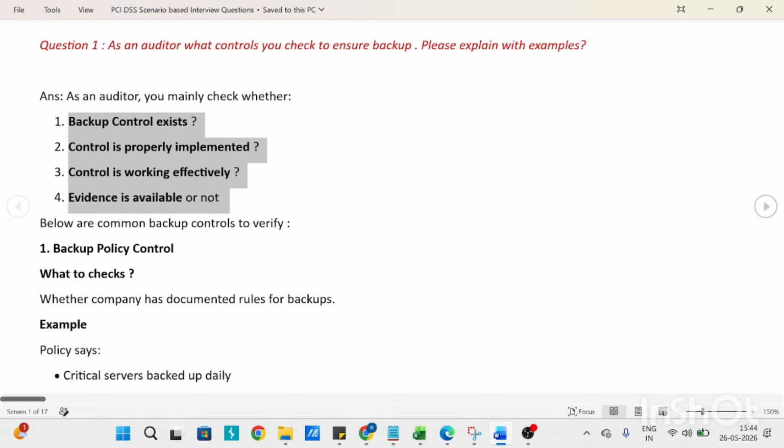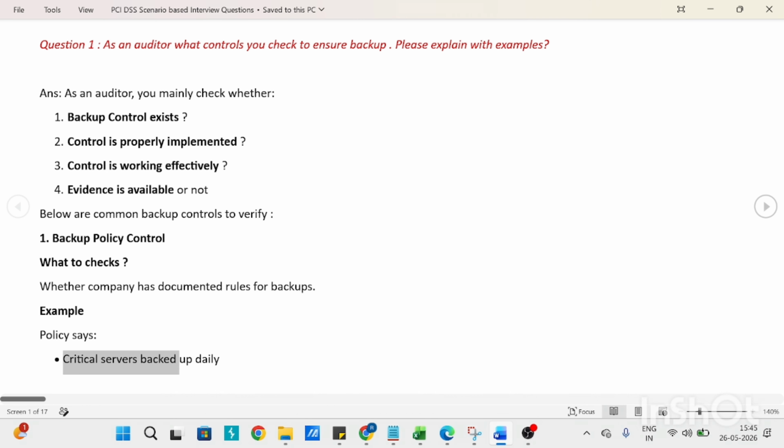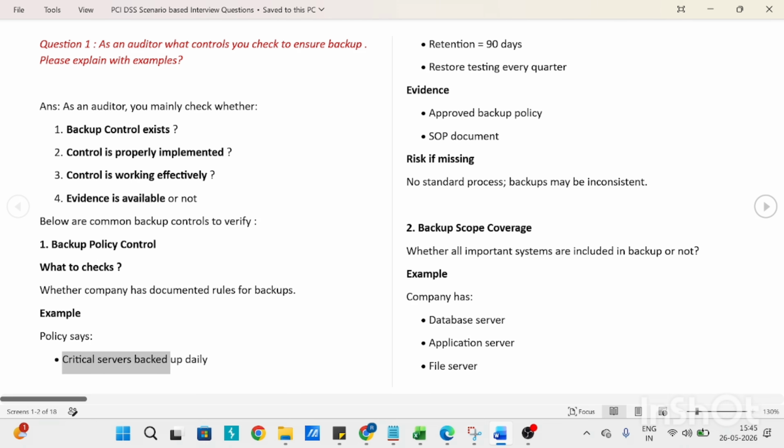Now for the backup control policy, what to check? You need to check whether a company has documented rules for backups or not. For example, the policy says the critical servers are backed up daily, and retention is 90 days, restoration testing every quarter. So as evidence, you need to check whether the policy is approved or not, and the SOP documents.